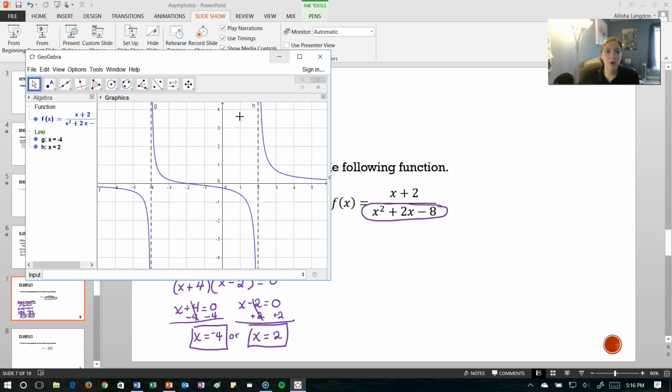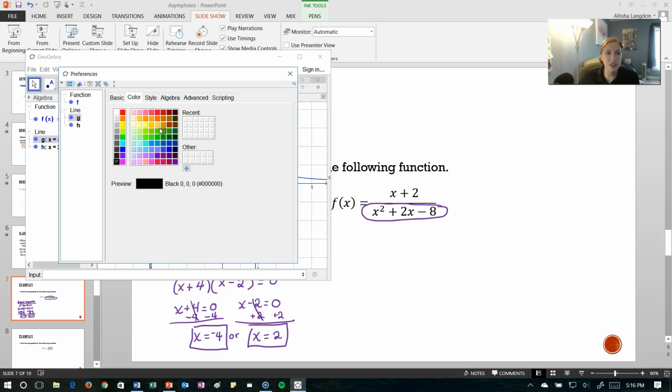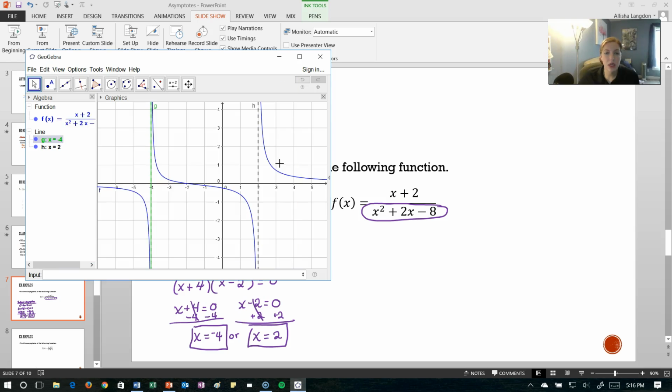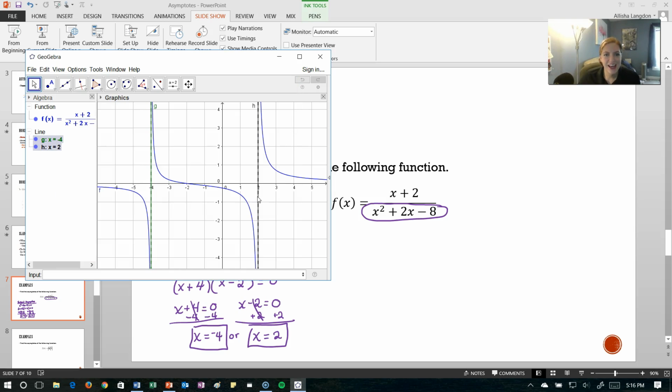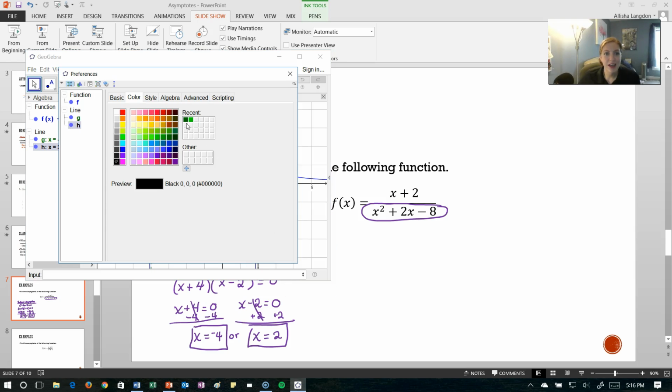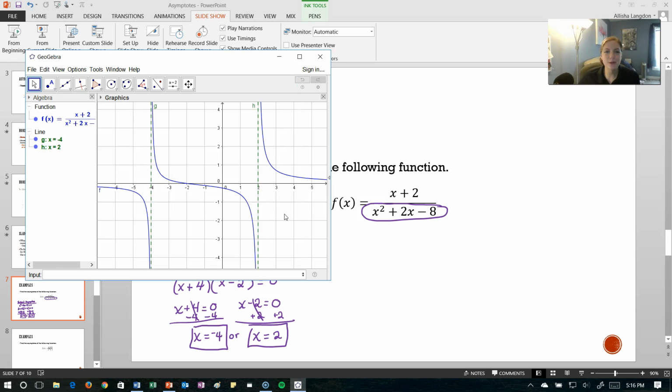Okay, let's go ahead and change those colors too. I'm going to change the color to green. Oh God, that's terrible. It's a terrible green color. Okay, let's do it. I want you to be able to see it. I just want to make sure you can notice that versus the black.